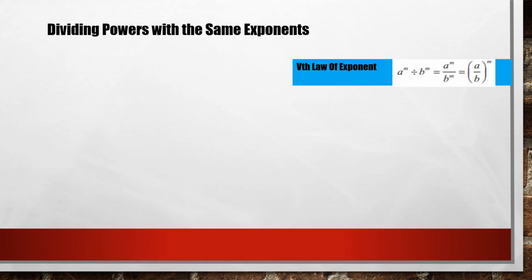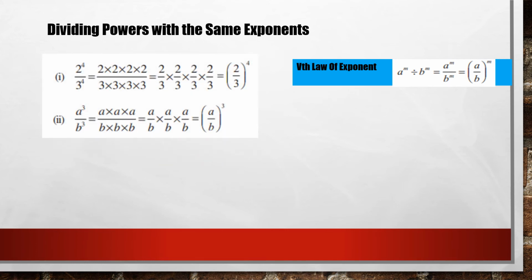Dividing powers with the same exponents. Observe the following simplification. First one is 2 raised to 4 divided by 3 raised to 4 is equal to 2 into 2 into 2 into 2 the whole divided by 3 into 3 into 3 into 3. And we can rearrange this numerator and denominator as 2 by 3 into 2 by 3 into 2 by 3 into 2 by 3, which is equal to 2 by 3 the whole raised to 4.